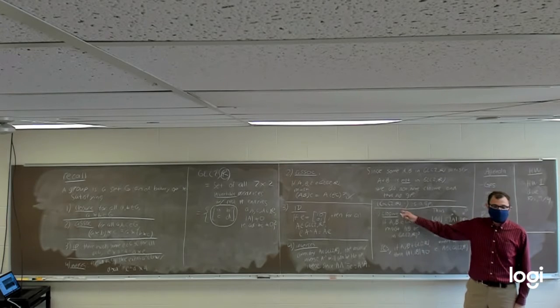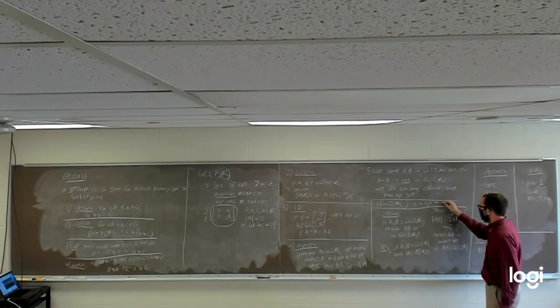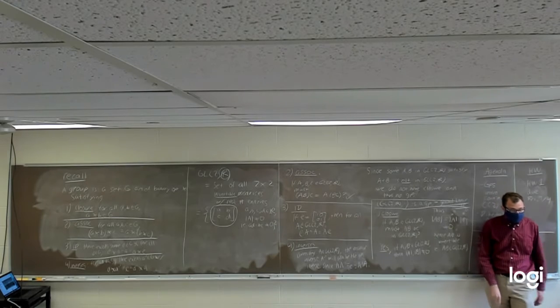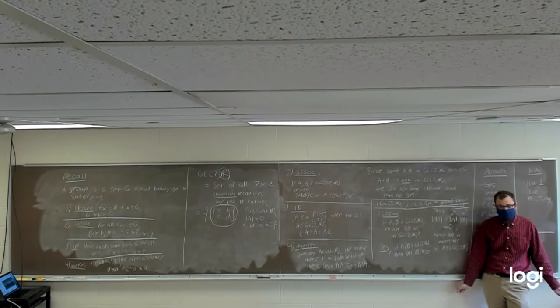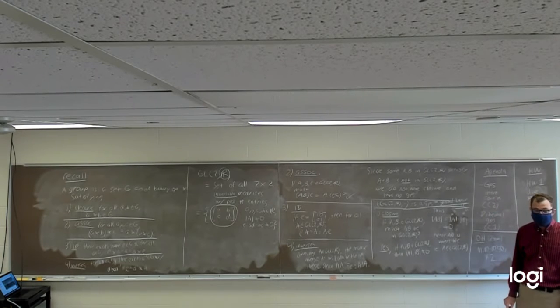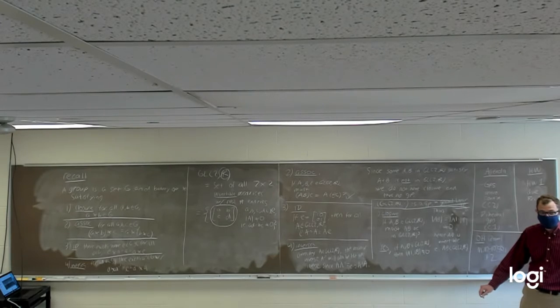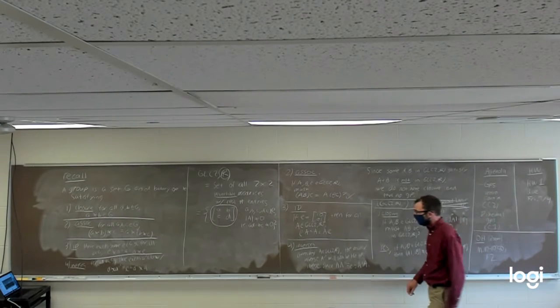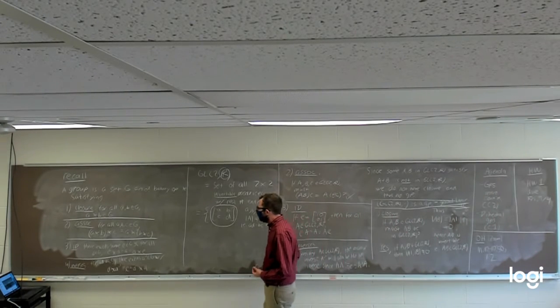Fun fact, GL2R has a special name. It's called the general linear group. That's where the name GL comes from, general linear. There's also something called the special linear group that you're going to get to learn about on homework 1. But yeah.